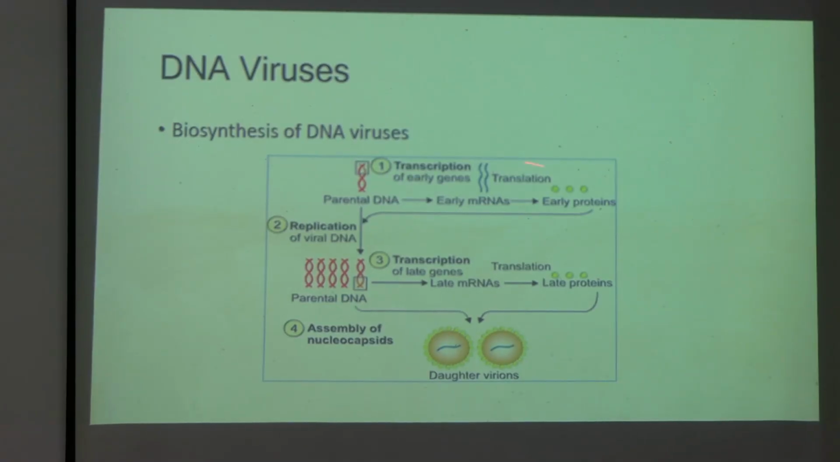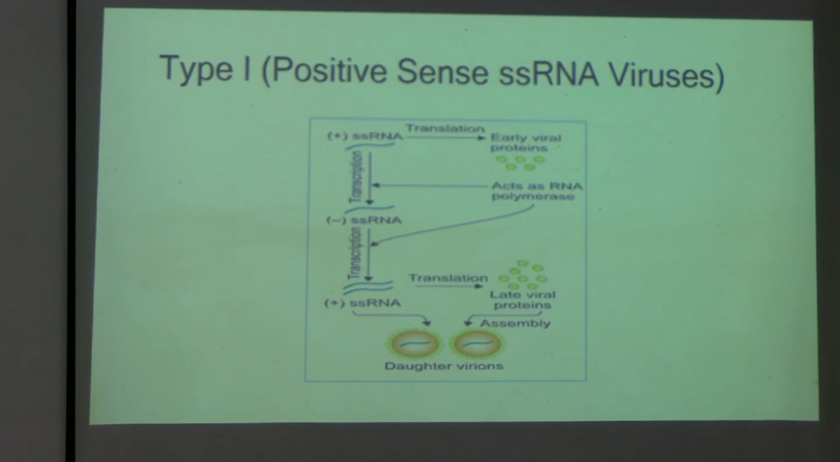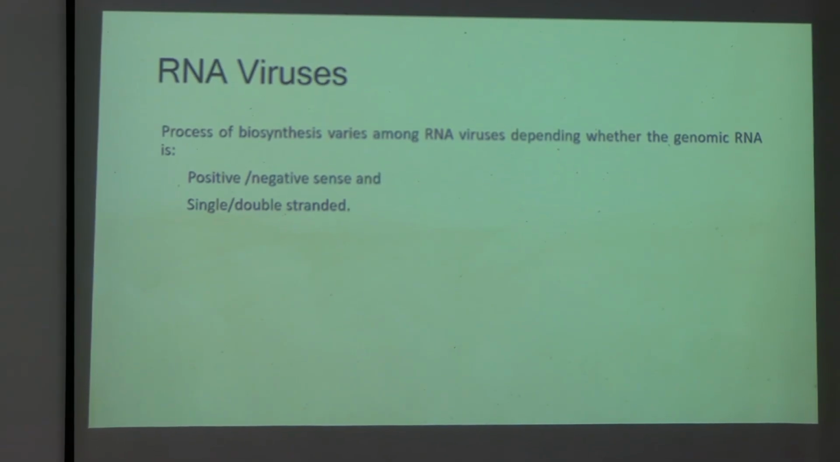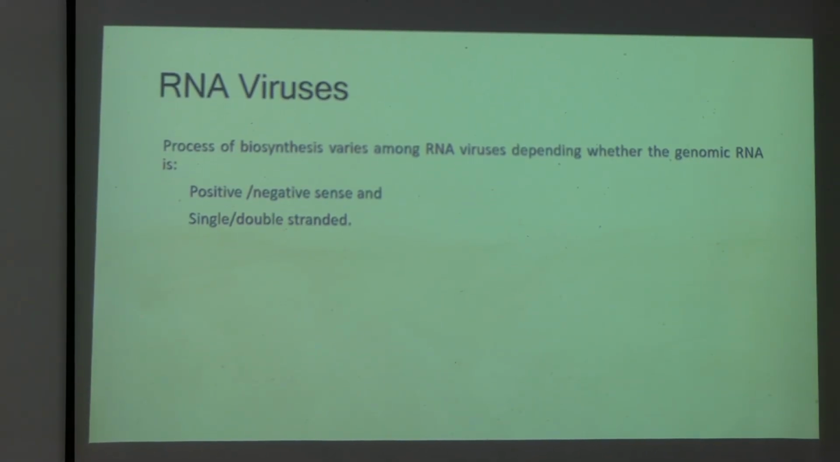First is transcription of early genes, and then replication of viral DNA, then transcription of late genes, and then assembly of nucleocapsids, then the progeny cells are formed, the daughter virions, okay? It is a little bit different for RNA viruses, okay? RNA viruses, you have positive and negative sense, single or double strand RNA. So 4 types are there. So 4 types of biosynthesis will be there.